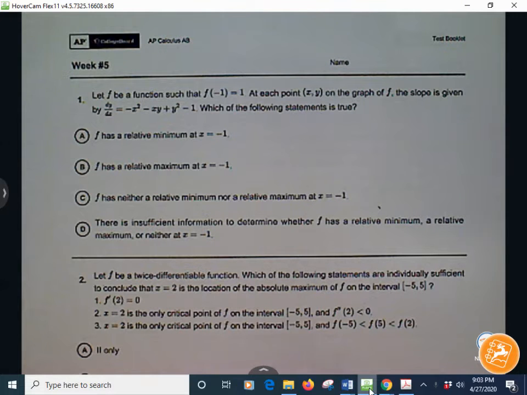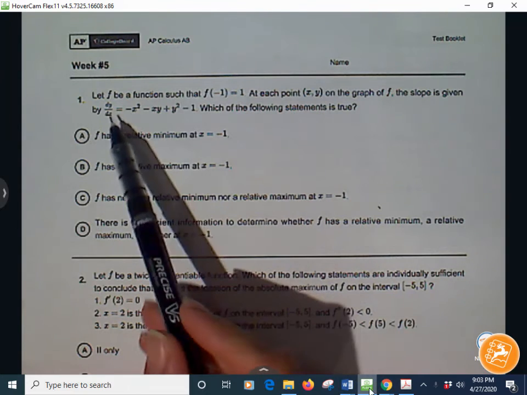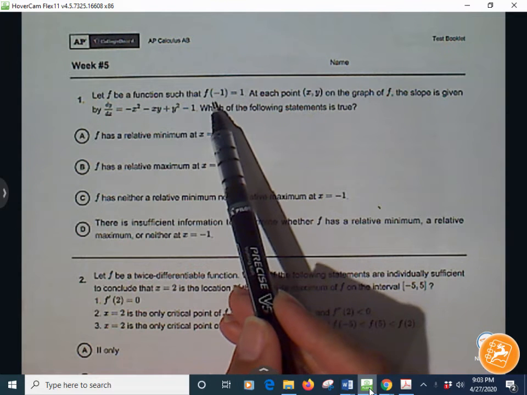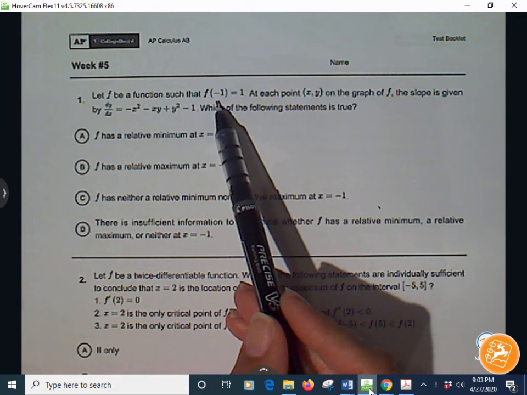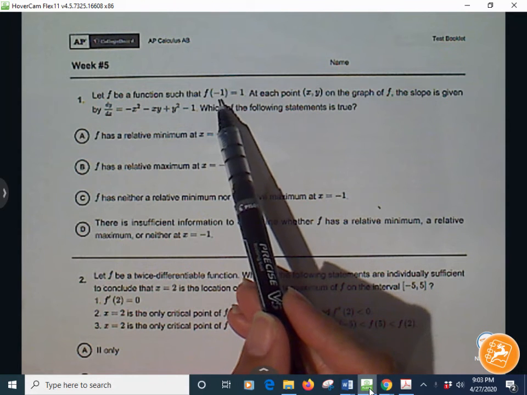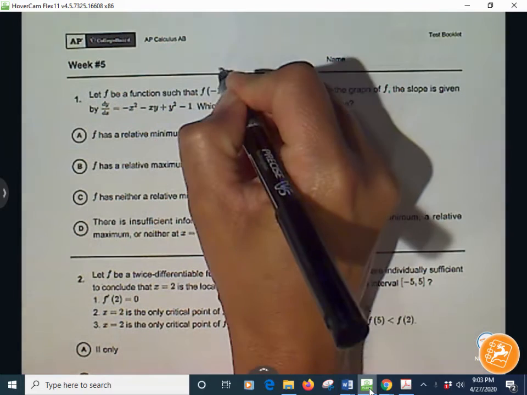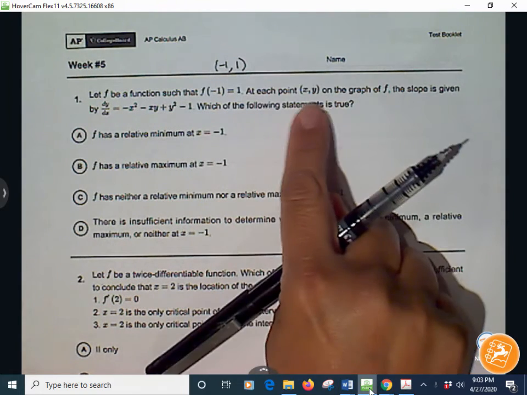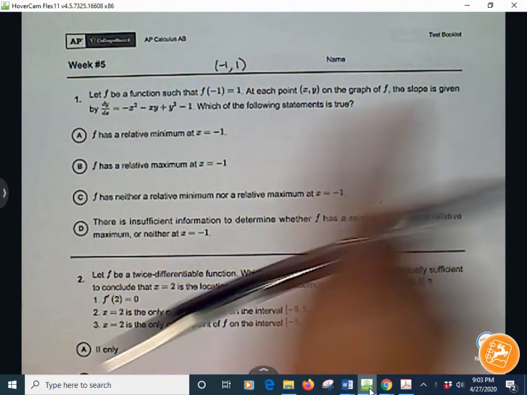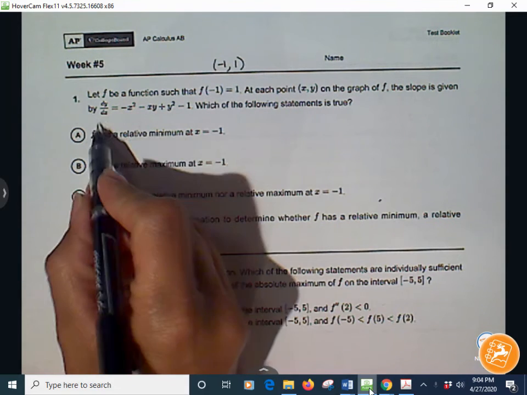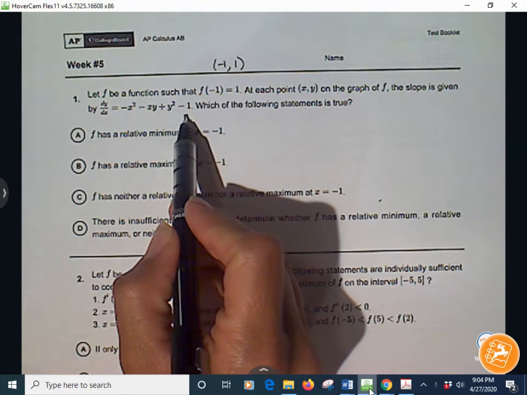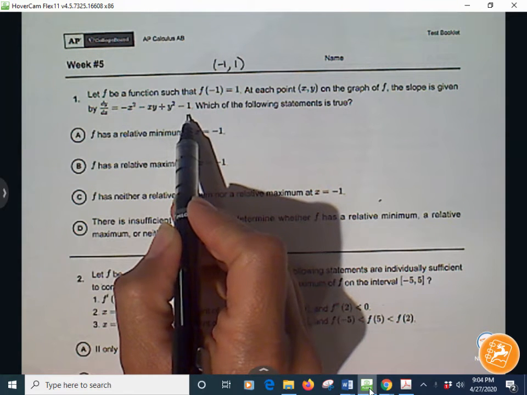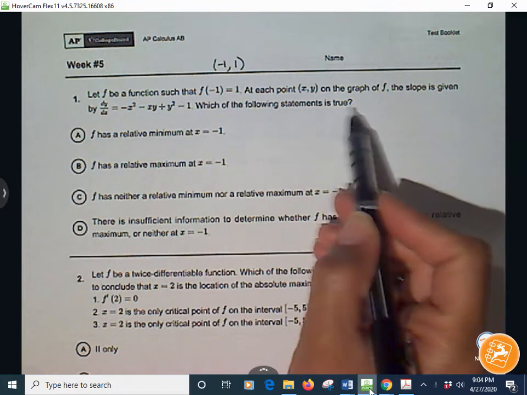I would like to go over the three problems that you were assigned yesterday, and all of them have to do with the second derivative test. So, in this first problem, you're given a function f where f of -1 is equal to 1. So that means you know this point, -1, 1. At each point x, y on the graph of f, the slope is given by this. So this is the first derivative, the expression that the first derivative is equal to. Which of the following statements are true?